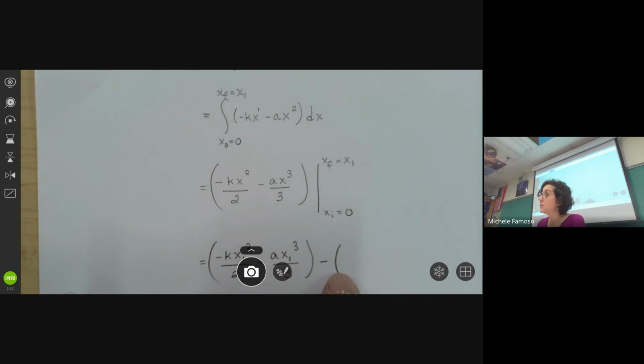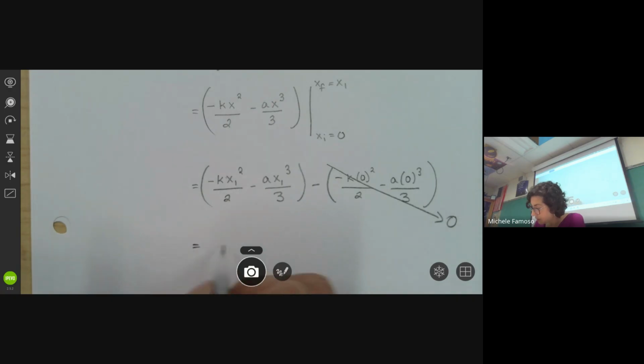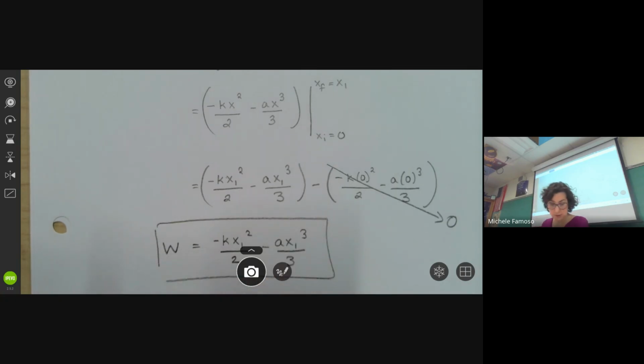It's always final minus initial. So negative k times 0 squared over 2 minus a times 0 cubed over 3. Of course, all of that is 0. It's going to drop out. So what is my final answer? Negative k x1 squared over 2 minus a x1 cubed over 3. And that is the amount of work that's done. Okay?